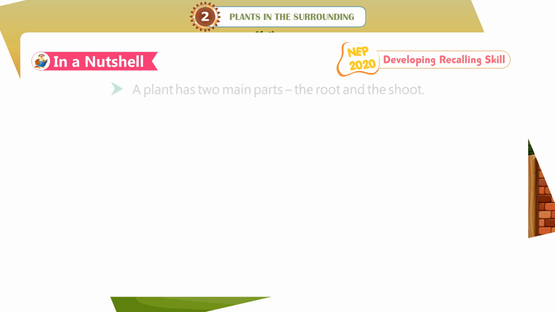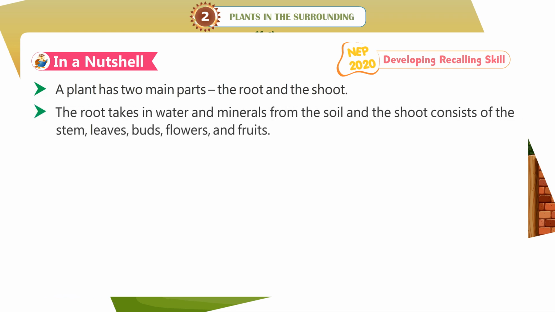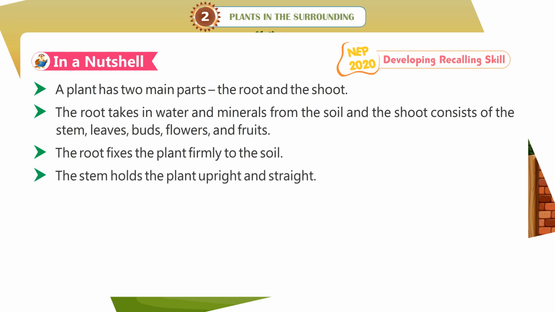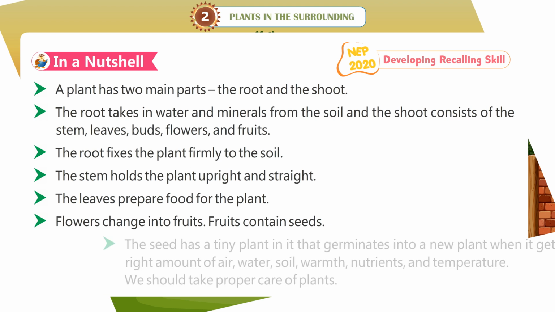In a nutshell, a plant has 2 main parts, the root and the shoot. The root takes in water and minerals from the soil, and the shoot consists of the stem, leaves, buds, flowers, and fruits. The root fixes the plant firmly to the soil. The stem holds the plant upright and straight. The leaves prepare food for the plant. Flowers change into fruits. Fruits contain seeds.